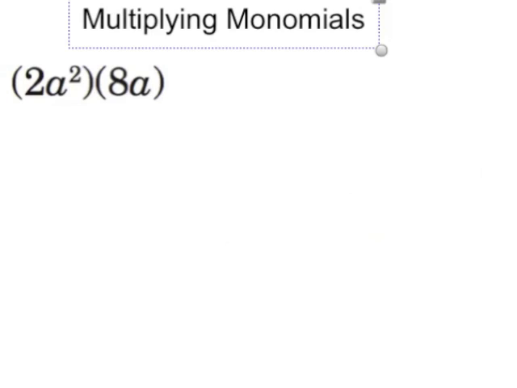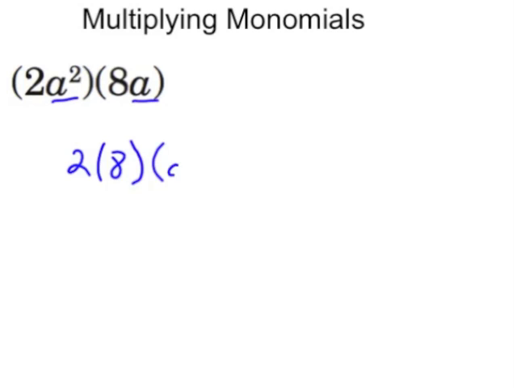We're going to multiply a monomial, 2a squared times 8a. And this is the way we do this. First we multiply the coefficients, the number part. 2 times 8, and now we multiply the powers, the variables. A to the power of 2 times a. So this would be a squared times a to the power of 1.